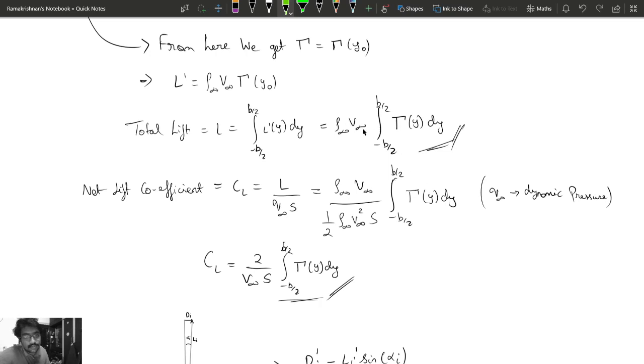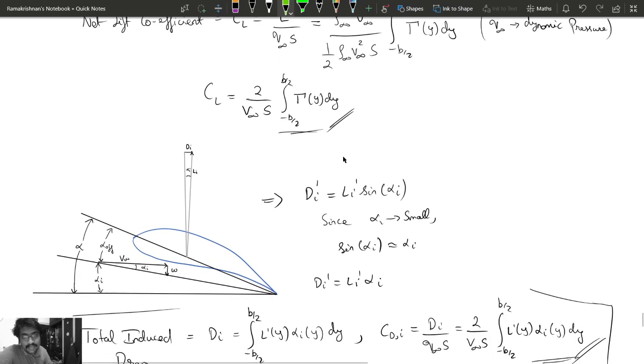We can say it is rho v infinity, from our Kutta-Joukowski equation, times this integral of gamma along the span-wise direction. The lift coefficient is nothing but lift by dynamic pressure times S, and dynamic pressure is nothing but half rho v square. When we simplify this, this is the equation for lift that we get. Lift coefficient is nothing but 2 by v infinity times S.